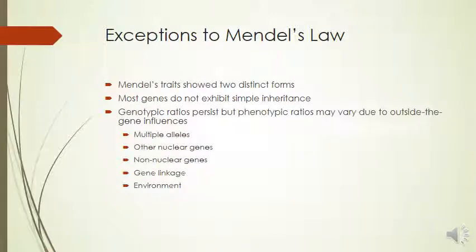Let's look at the exceptions to Mendel's law. Mendel's traits showed two distinct forms. Most genes do not exhibit simple inheritance. Genotypic ratios persist, but phenotypic ratios may vary due to outside the gene influences, which include multiple alleles, other nuclear genes, non-nuclear genes, gene linkage, and the environment.